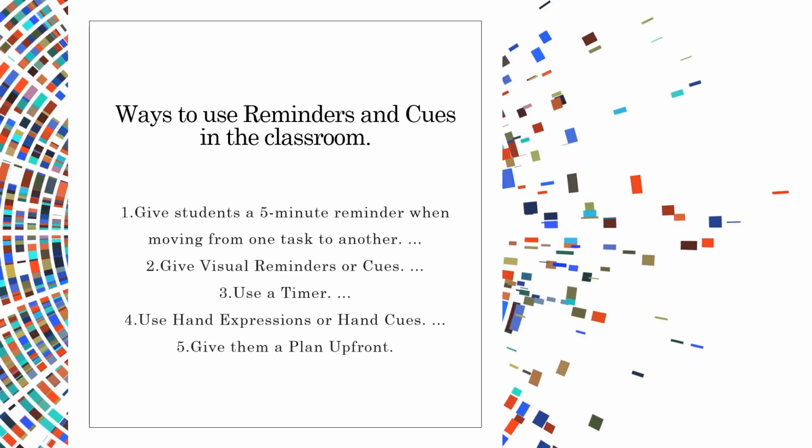Here are a few ways to use reminders and cues in the classroom. Number one, give students a 5-minute reminder when moving from one task to another. Two, give visual reminders or cues. Three, use a timer. Four, use hand expressions or hand cues. Five, give a plan up front.